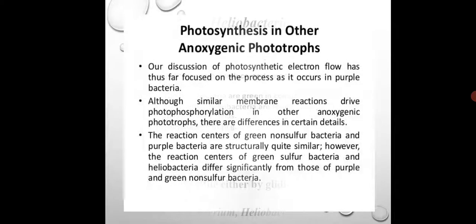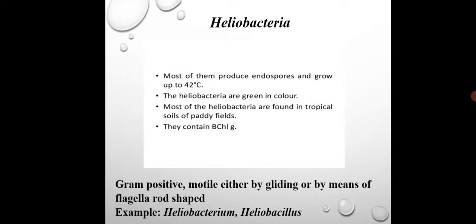So this was all about the different types of bacteria under anoxygenic photosynthesis. In the next lecture, we will study the comparative account of purple bacteria, green bacteria, and heliobacteria. Our next video will be in summarized form, and how electrons flow in these three types of bacteria, we will see in our further lecture.